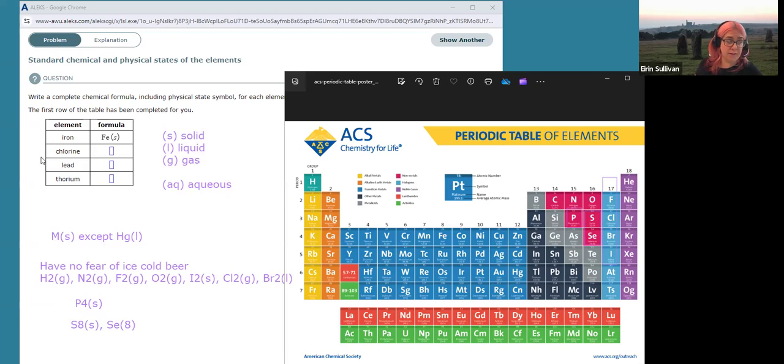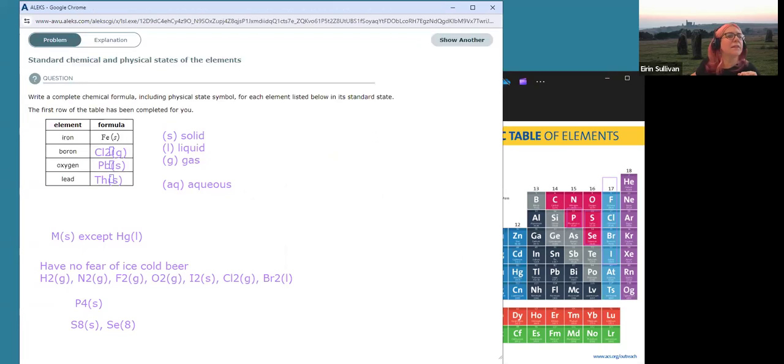Okay, so now we can fill this out pretty easy because we learned all our stuff. So chlorine would be Cl subscript 2, and it's going to be a gas. Lead, plumbum, it's a metal, so it's just going to be lead solid. Thorium is also a metal, Th(s). So any of the metals, so thorium's down here in the actinides, right? It's just going to be a solid unless it is mercury.